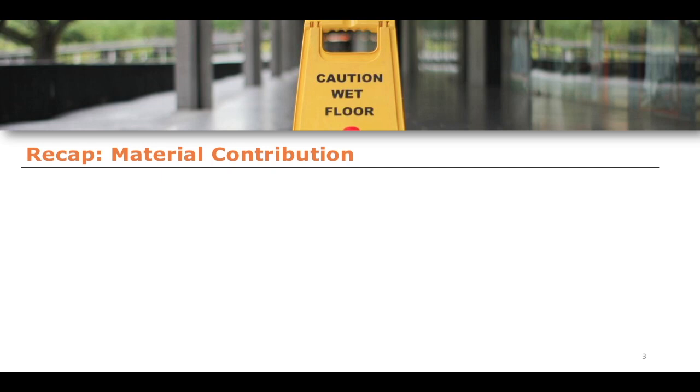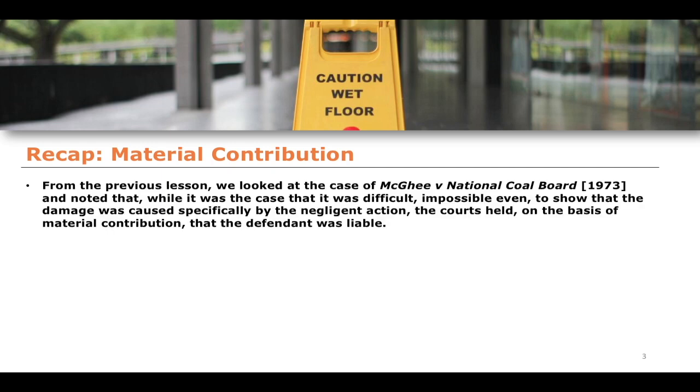So as a recap, the previous lesson talked about the case of Bonnington Castings v Wardlaw, and also the case of McGhee versus the National Coal Board. And we noted that while it was difficult, or in some cases even impossible, to show that the damage was caused specifically by negligent action, the courts held that that doesn't mean that there can be no claim, because there could be a claim on the basis of material contribution, and the defendant was therefore liable for that instead.